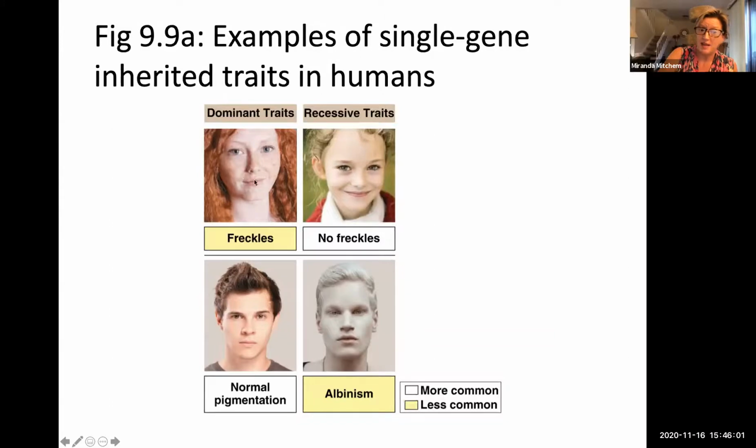Dominant is the presence of freckles. Recessive is no freckles. But look around next time you're out. Most people don't have a face full of freckles, because the wild type is no freckles. That's what's more common. And then we've got the example of albinism. We've got a man with normal pigmentation versus a man that has albinism. And this is less common. Albinism is less common than normal pigmentation. So we don't want to get into the mindset of thinking that a dominant allele is somehow better than a recessive allele. It isn't. It just means it's more frequent.